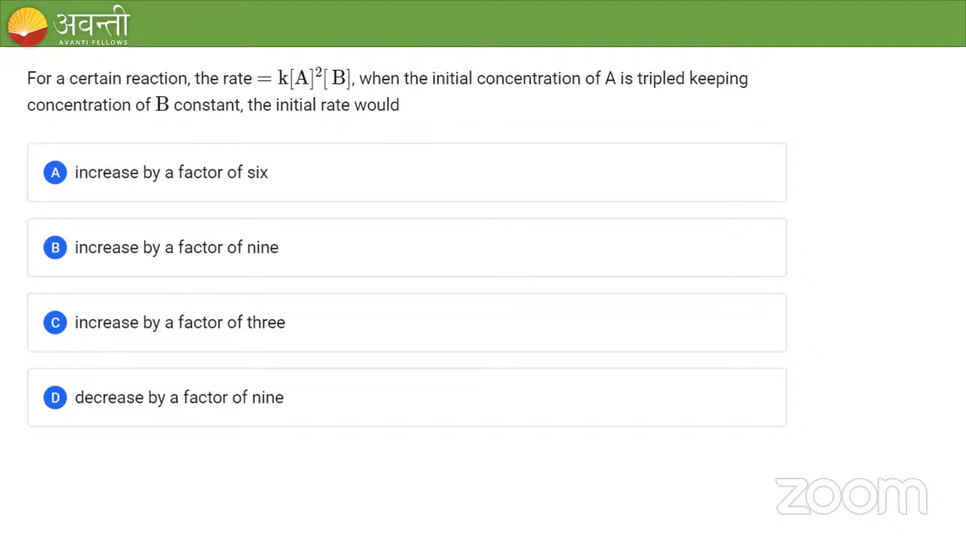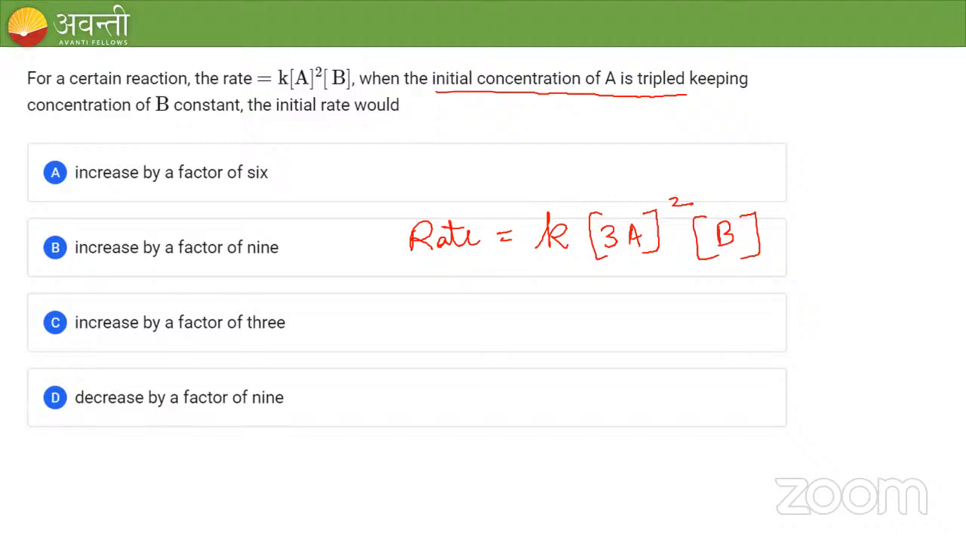So what they are saying is, the rate equation is given. And here, the initial concentration of A is tripled. Tripled means I have to put 3A. So the concentration of A is tripled and the concentration of B is kept constant. So we are not making any changes to the concentration of B. Now, if this is the case, then what is the initial rate?